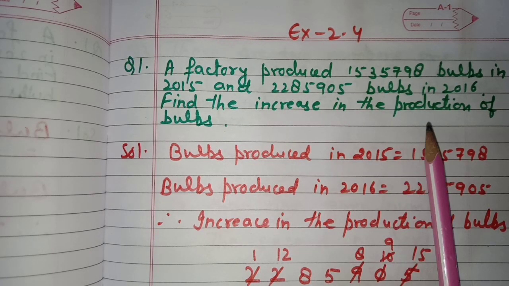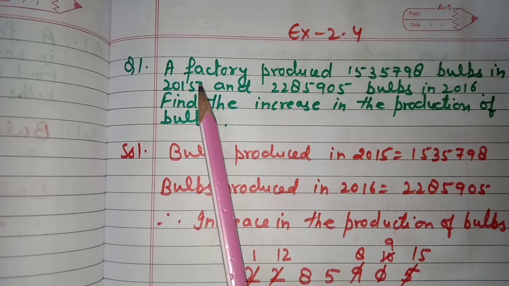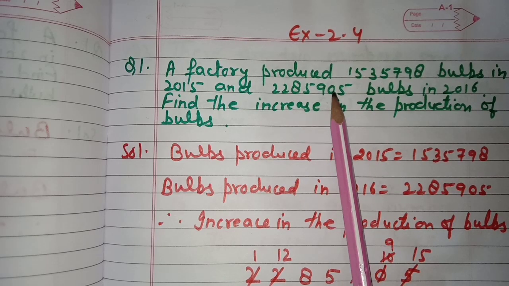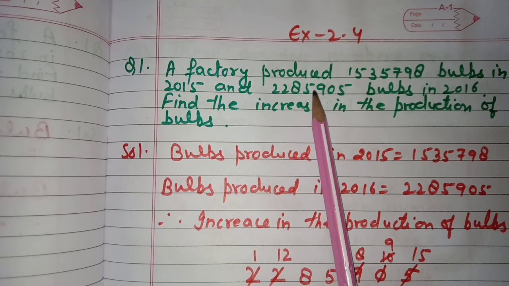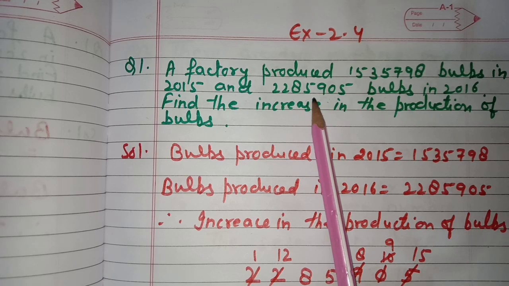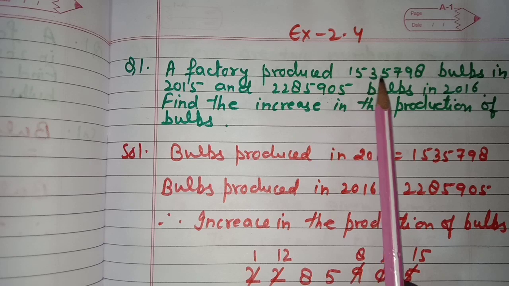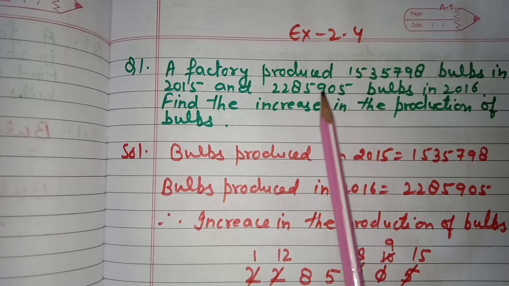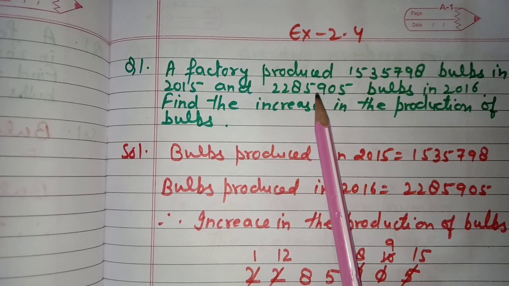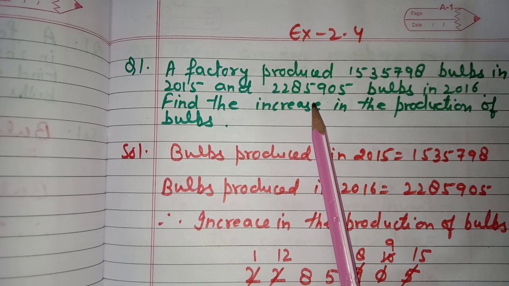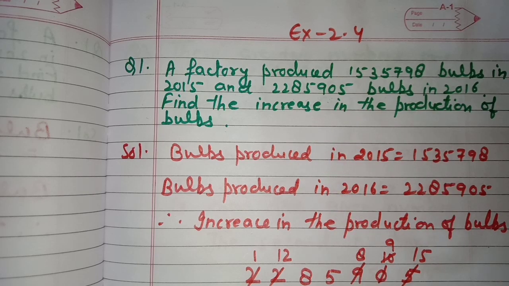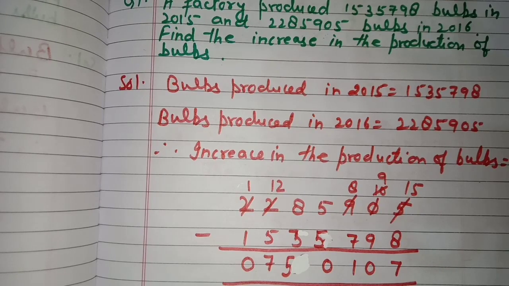So, the bulbs produced by a factory in 2015 and 2016 are given, and we can see that the number of bulbs produced in the year 2016 is more as compared to 2015. So it means there is an increase in the production of bulbs in 2016, and we have to find that increase. So how can we find that increase? By subtraction. So let's do the sum.